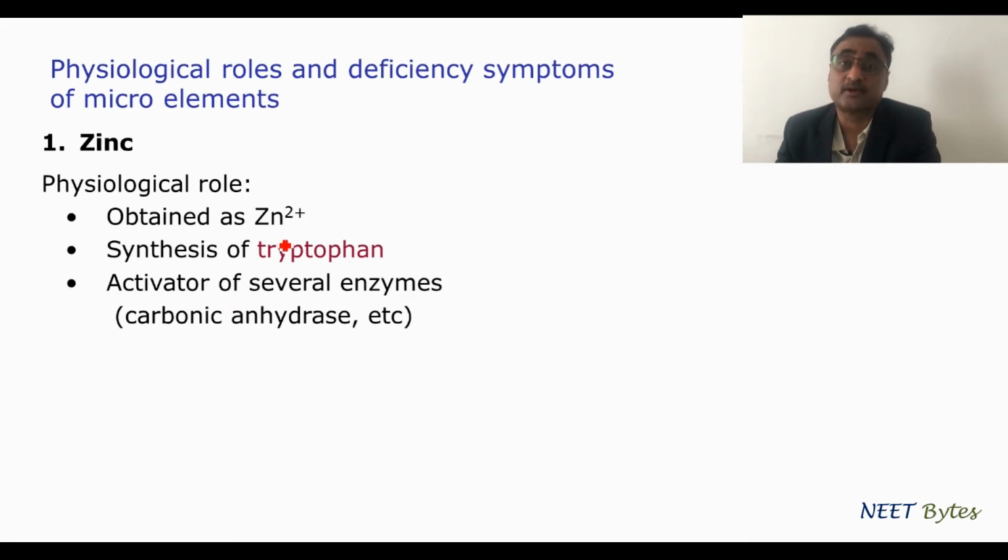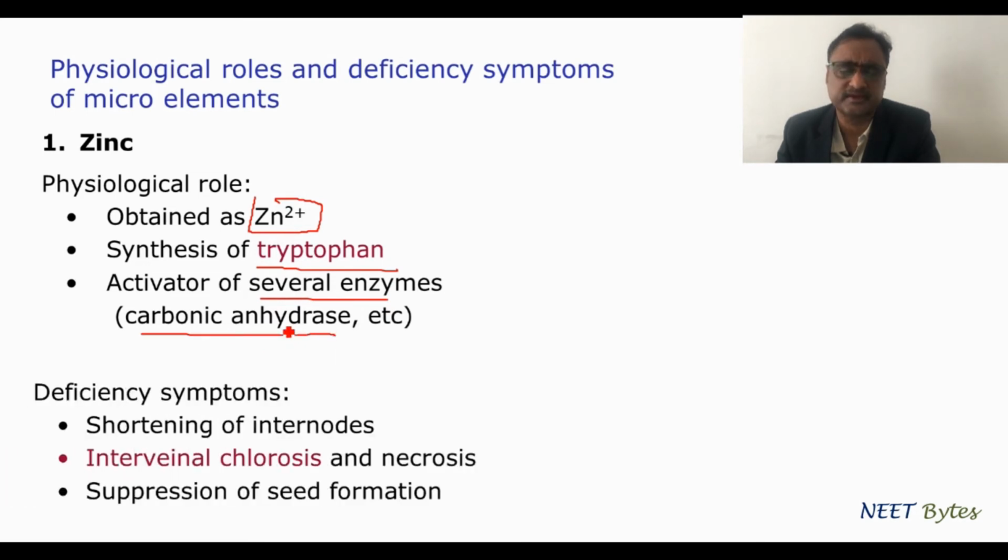Let's talk about some microelements. For instance, here I have chosen zinc. Zinc is obtained in ionic form. It is required in the synthesis of tryptophan, and it is an activator of several enzymes like carbonic anhydrase and so on. Okay. And what is the deficiency symptom? The deficiency symptom is the shortening of internodes, right? And then there is going to be intervenal chlorosis.